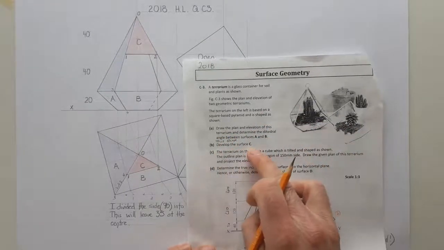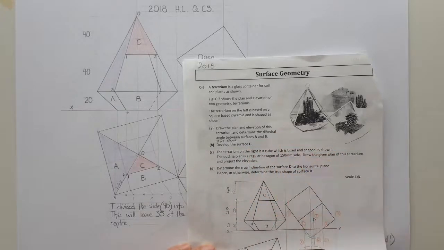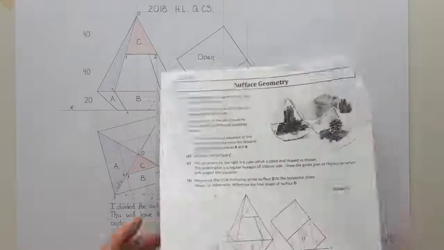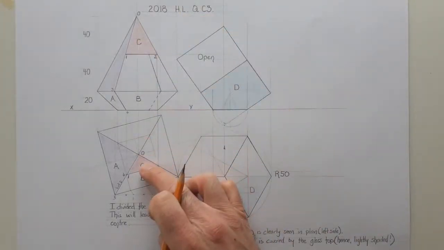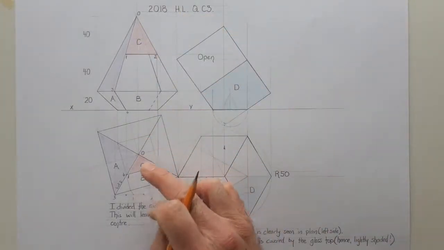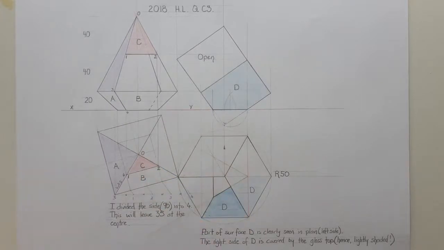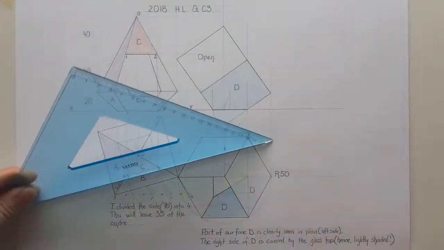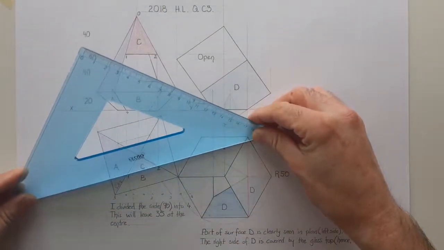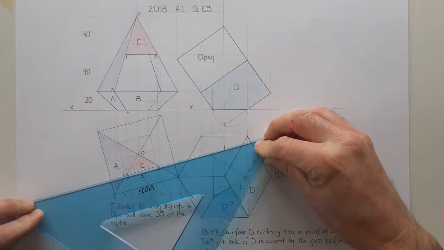Okay, so if it says develop the surface C, it's the same thing as saying find the true shape of surface C. Okay, here's my surface C. The easiest thing to do is to take that surface, which is sitting like that, and fold it down onto the ground.